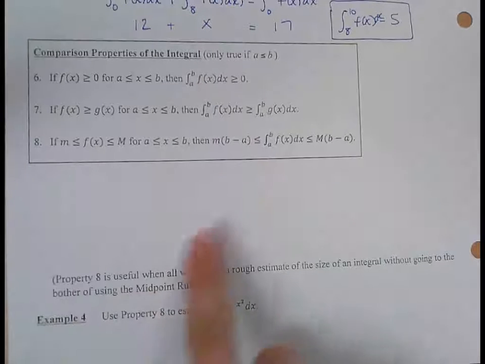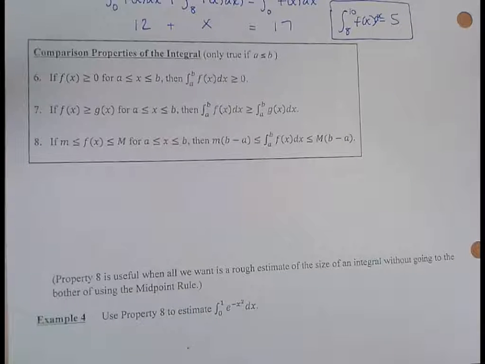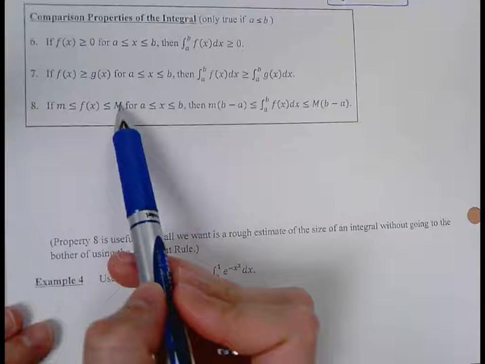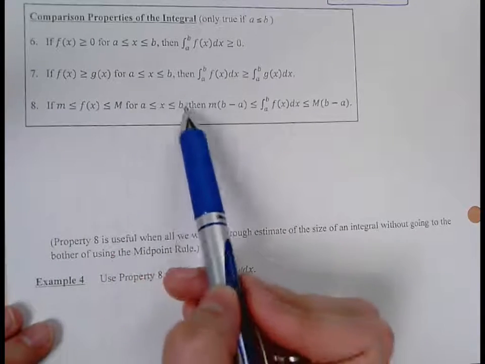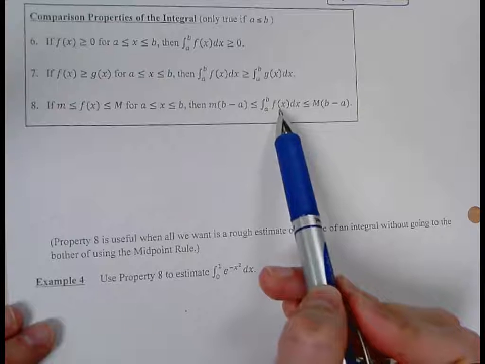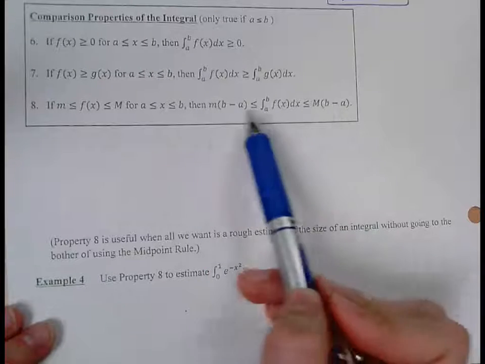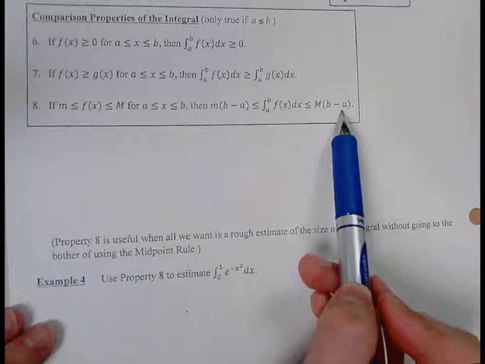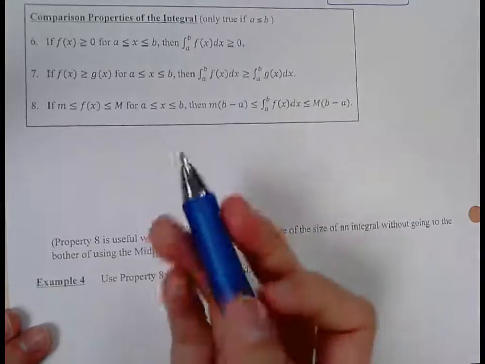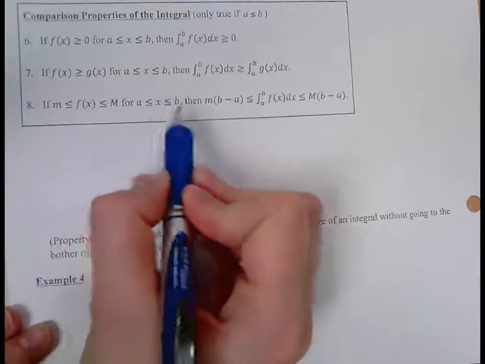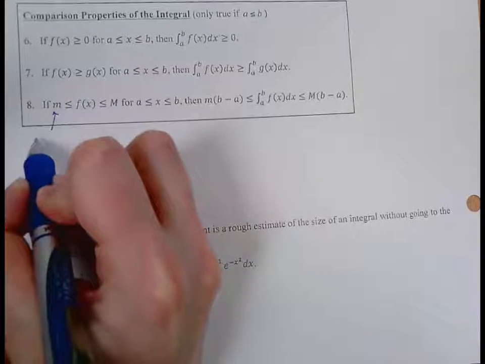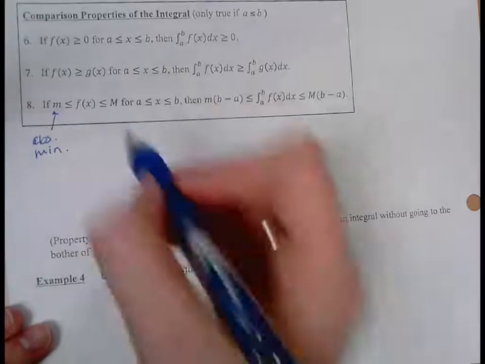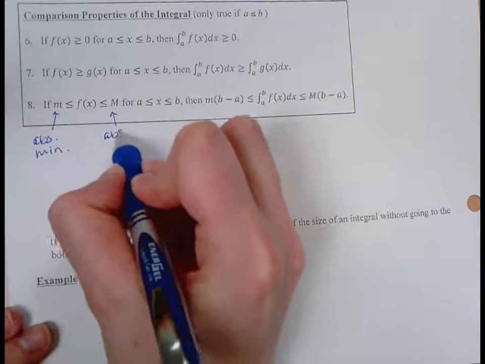The last one, though, I'm going to talk about, and then we're actually going to use an example for. This says if f of x is between two values, little m and capital M, for a to b, then the integral from a to b of f of x is between these two values: little m times b minus a, and large M times b minus a. These are just representing numbers. On the closed interval from a to b, little m would represent the absolute minimum of f of x on that interval. Capital M would represent the absolute maximum.